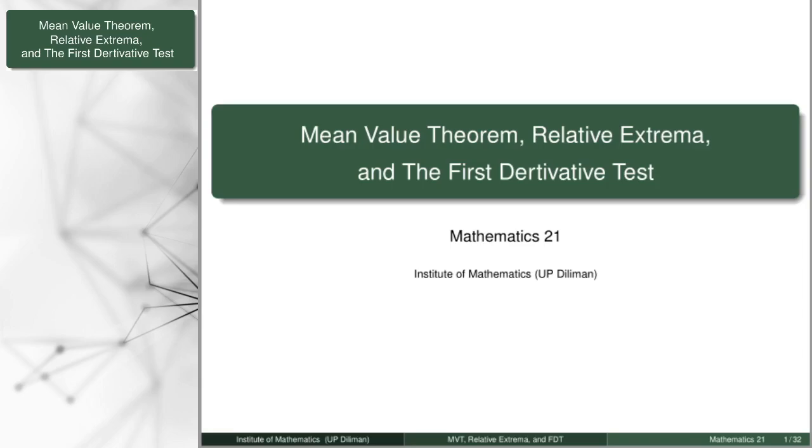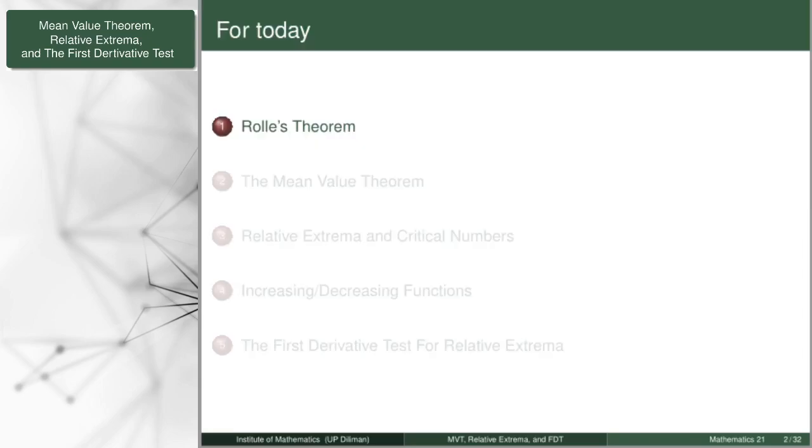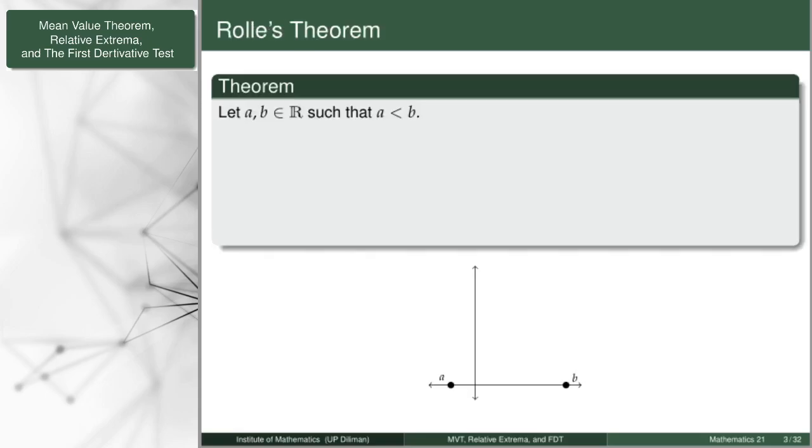In particular, in this video, we will first learn the main tool in proving these results, namely the mean value theorem. Now, without further ado, let us begin. We will first prove a theorem made by Rolle, which is a simpler version of the mean value theorem and can be used to prove the mean value theorem. Let us state Rolle's theorem.